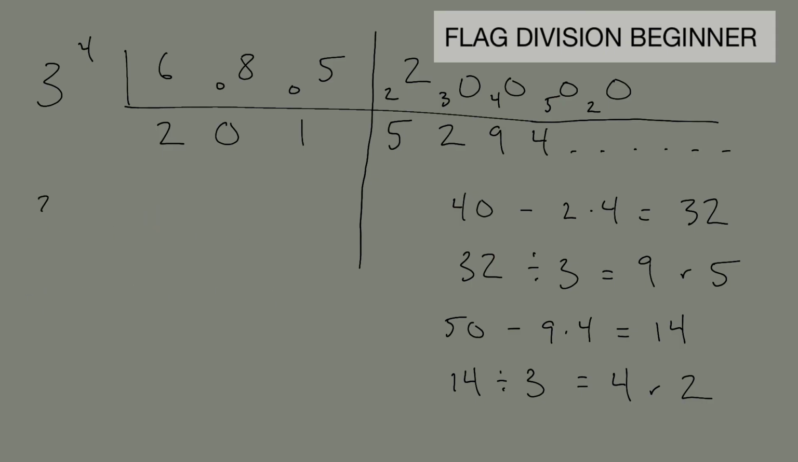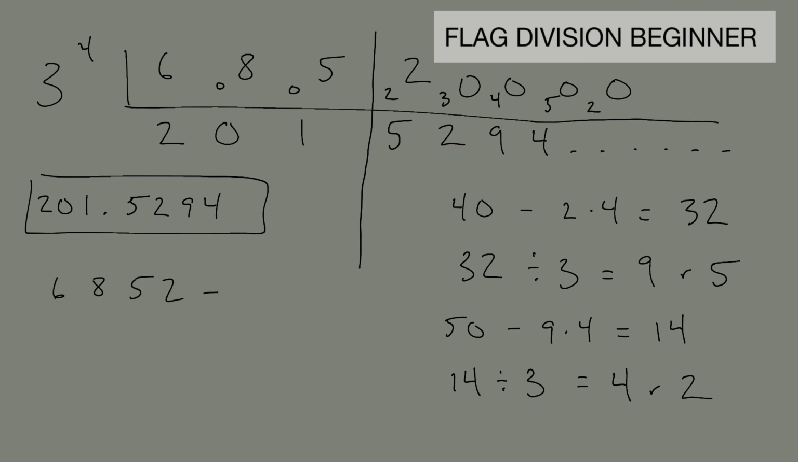So our answer is 201.5294. Remember, our original problem was 6,852 divided by 34, and this is what we get for our answer, 201.5294. I would watch through this video a couple times, maybe write all this stuff down if you want to learn how to do this flag division. This is flag division when there's only 1 digit on the flag.